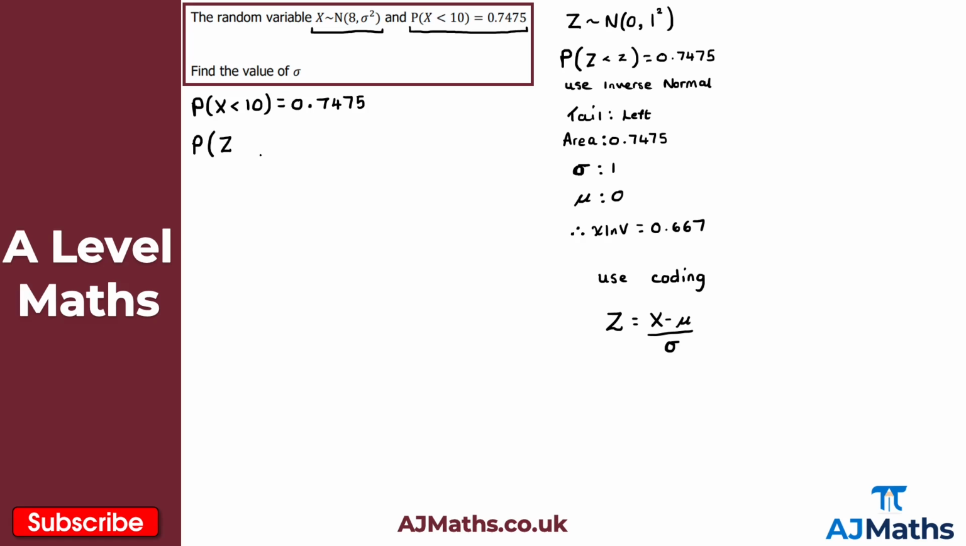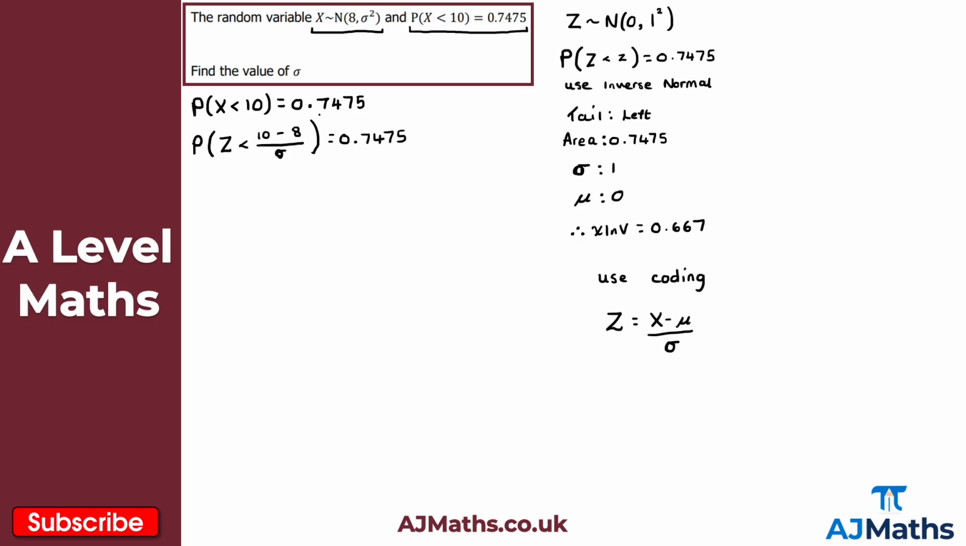Okay. So z here, well, this would be less than. Notice the inequality follows the same here for here. It's going to be x, so that's 10, minus the mean, which is 8, so 10 minus 8 there. And we divide this here by sigma, which is unknown. Okay, so we divide that by sigma. And this here then is equal to 0.7475. And once we've got to this stage here, then we've done all the hard work. We're pretty much there now.